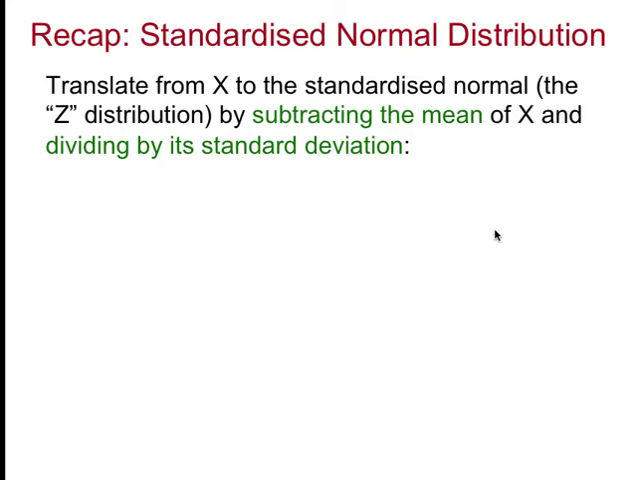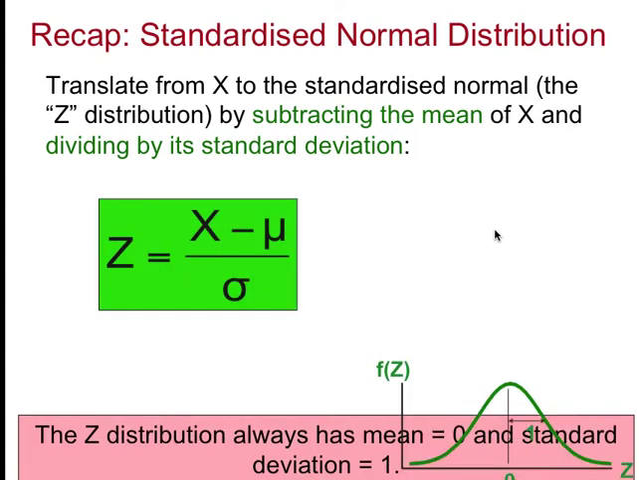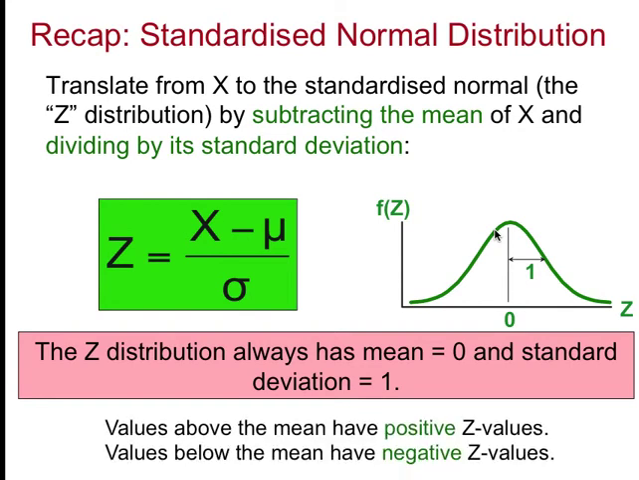Just a quick recap from our last session, we saw that in order to convert a normally distributed variable x to a standardized normal variable z, you subtract the mean of x and divide by the standard deviation, as given by the following transformation formula. The mean of the z distribution is always 0, while the standard deviation is 1. Values above the mean always have positive z values, while those below the mean are negative.